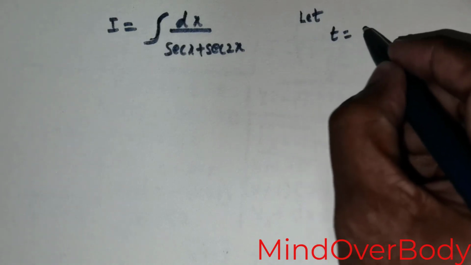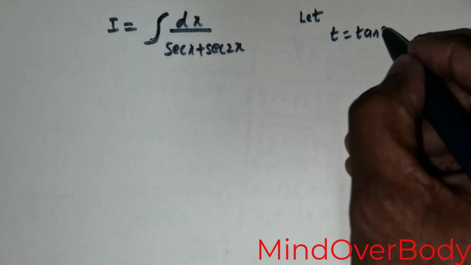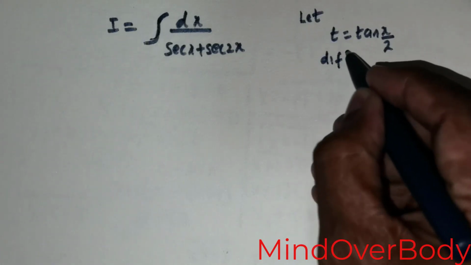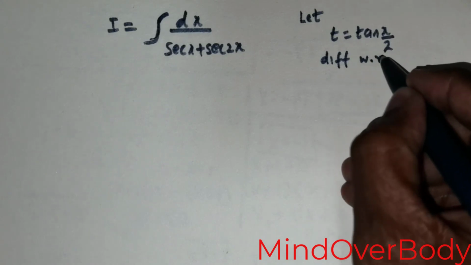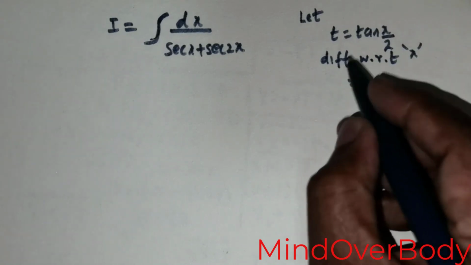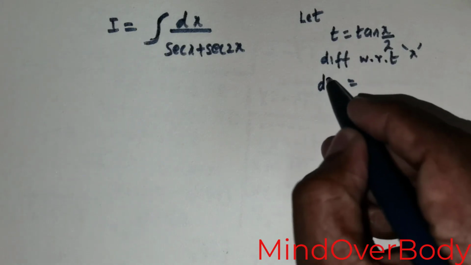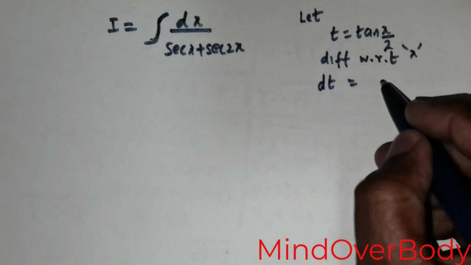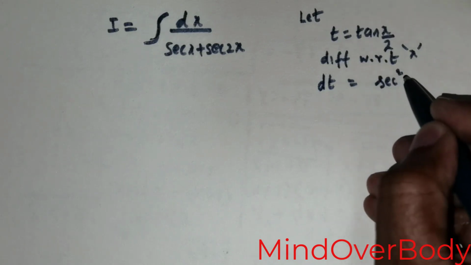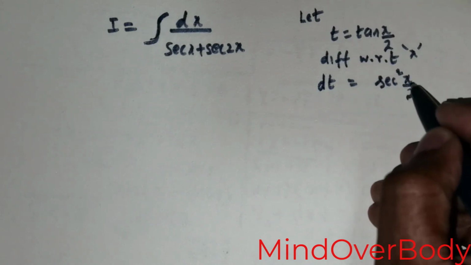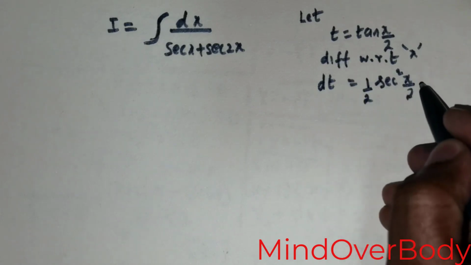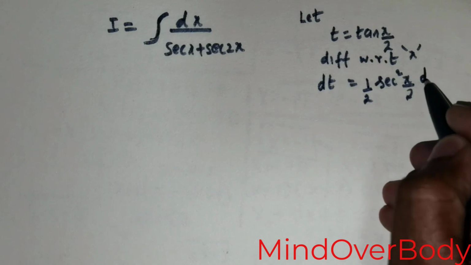Now foremost, what I'm going to do is I'm going to say let t be equal to tan of x over 2. Now I'm going to be differentiating this with respect to x. So when I do that, on the left, differential of t is going to give me dt. On the right, differential of tan of x over 2 is going to give me secant squared x over 2 times differentiation of x over 2. That's going to be 1 over 2. That into differentiation of x is going to be dx.